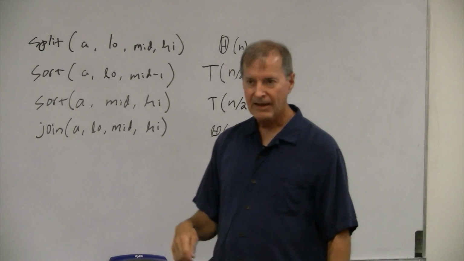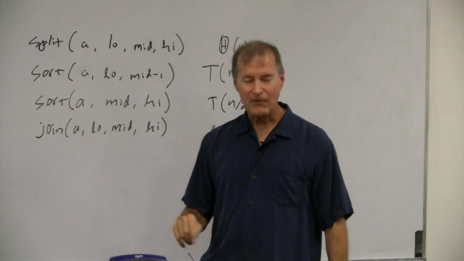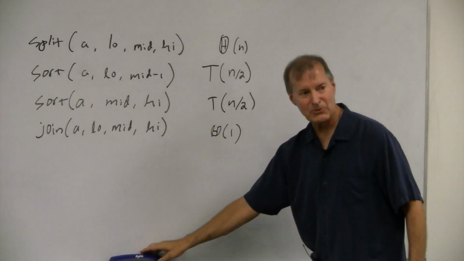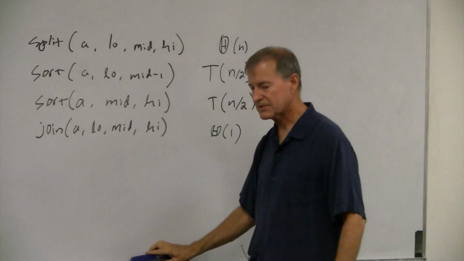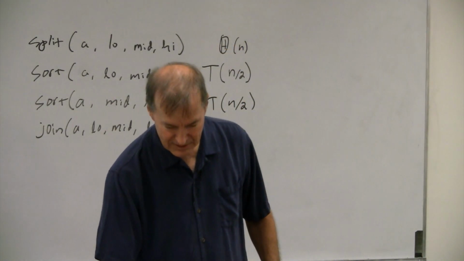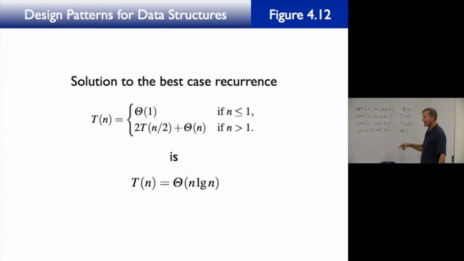Now that's the best case. But now what's the worst case? Well, we're going to have to go through this and do the worst case. So that's the best case. One more thing. Does this big theta of n plus 2T of n over 2 plus big theta look familiar? This is a review for the exam. That's the same as merge sort. So what is the solution? Big theta of n log n.